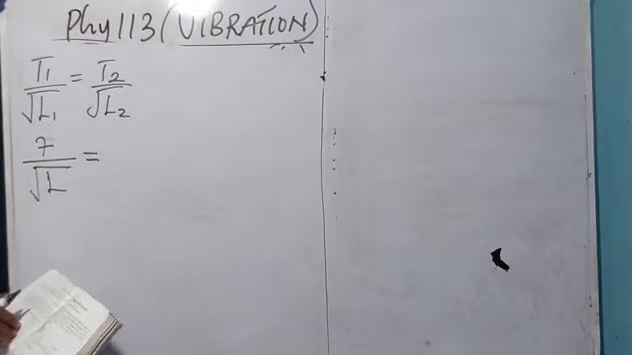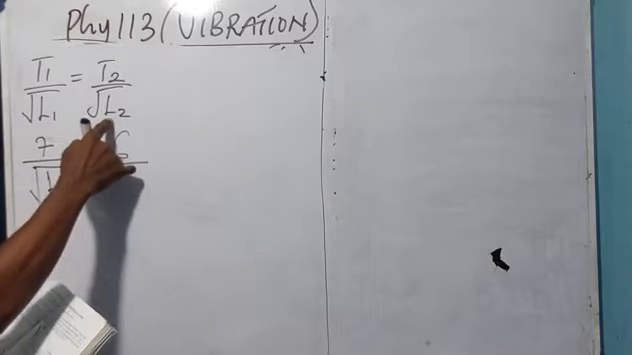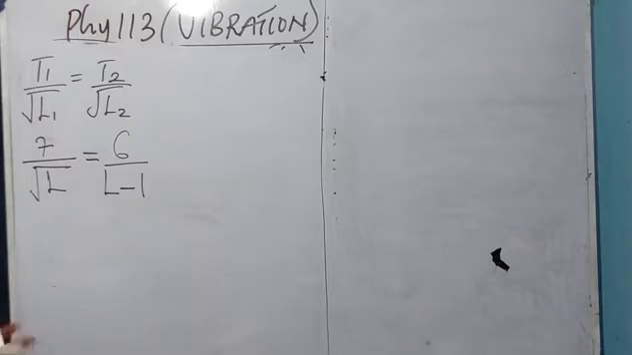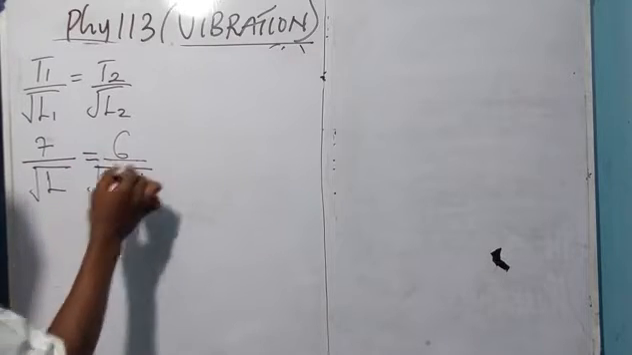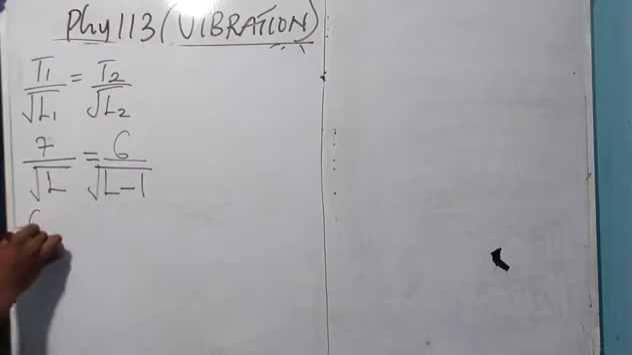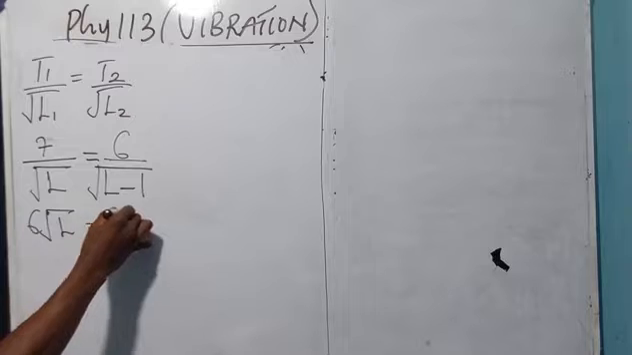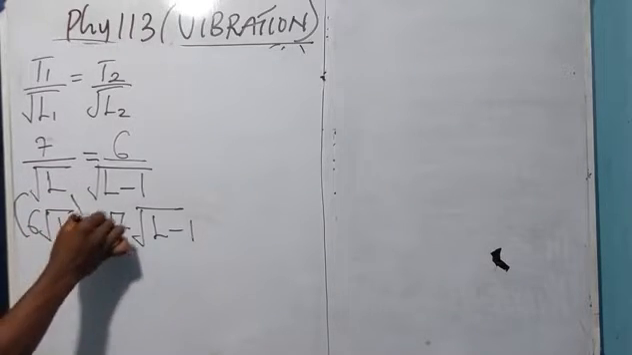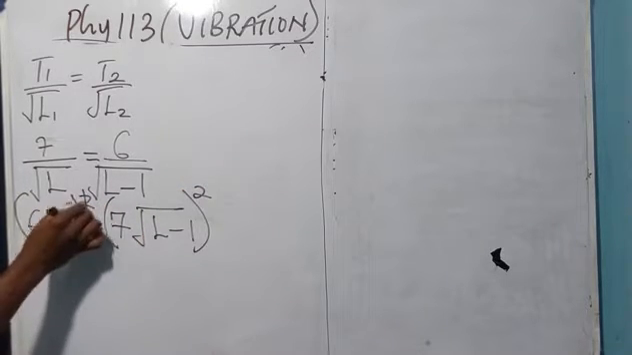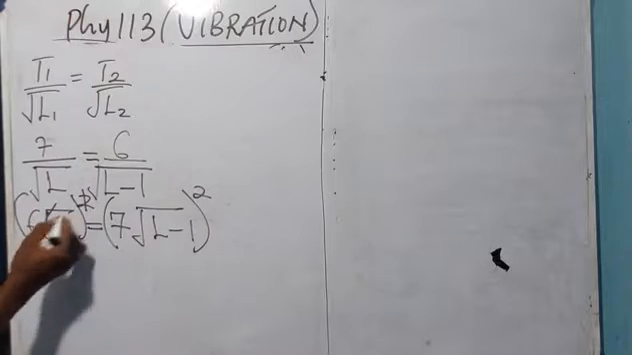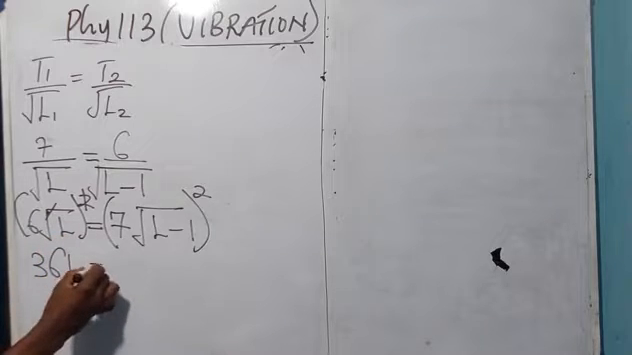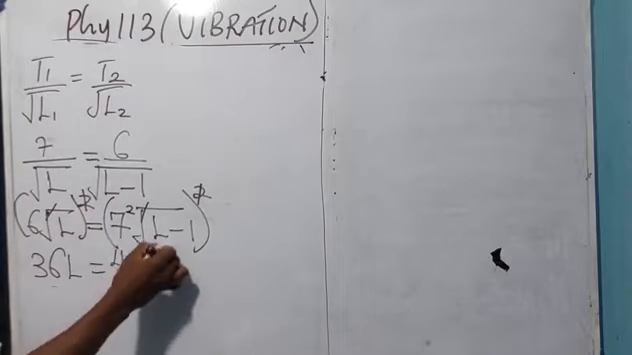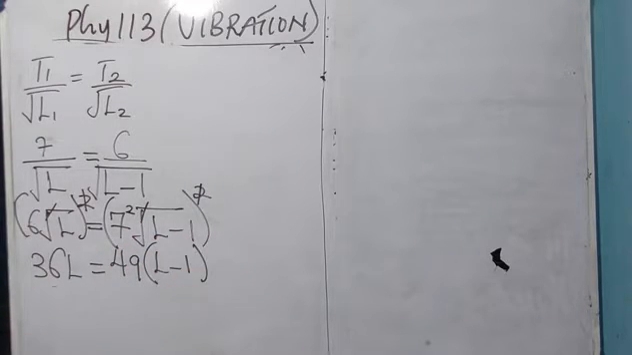Which means that T2 is 6 seconds. This length was shortened by 1, so you say L minus 1. Don't forget square roots. So this times this, I'll have 6 square root of L equals 7 square root of L minus 1. For me to cancel out these two roots, I'll square both sides. So 6 squared is 36, and you have L. And 7 squared is 49, so I will have 49 open bracket L minus 1.